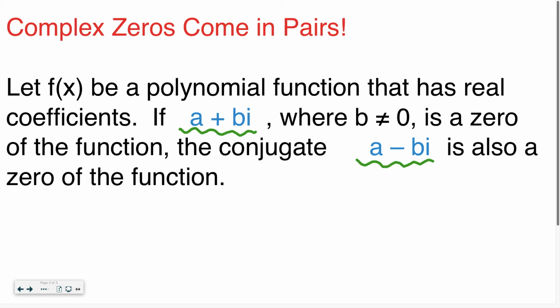So if complex conjugates always come in pairs, is it possible for a 4th degree function to have all imaginary zeros? Yeah, because we could have 2 different pairs. Is it possible for a 3rd degree polynomial to have all imaginary zeros? No, if they're coming in pairs, at least one has to be real, which means we're going to have to cross the x-axis at least once, okay? And that's something that we'll continue to build on.